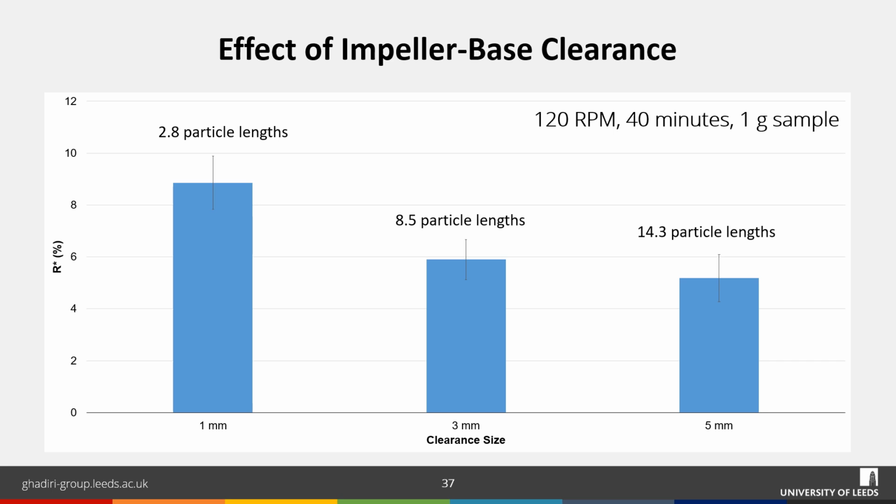The difference in R star, however, between the 3 and 5 mm clearance sizes is very small compared to that of 1 millimeter, indicating that the particle breakage in both of these cases is actually due to the shear deformation of the powder bed induced by the impeller and not by crushing. So what we learn from this result is that selecting an appropriate clearance size is critical in minimizing unwanted breakage of particles, but we need it to be small enough to promote a homogeneous drying across the powder bed during the agitated drying process.